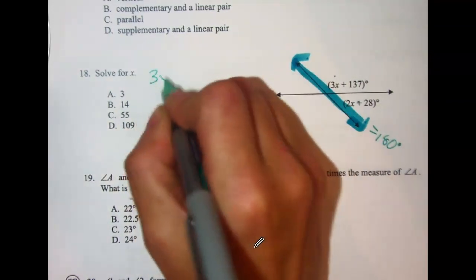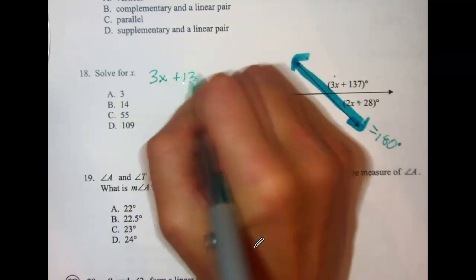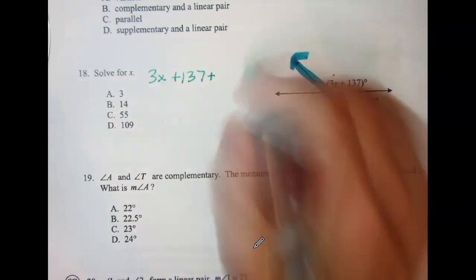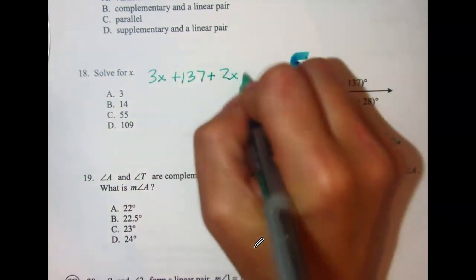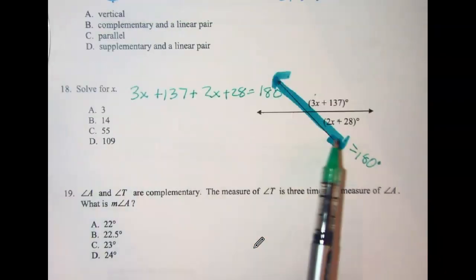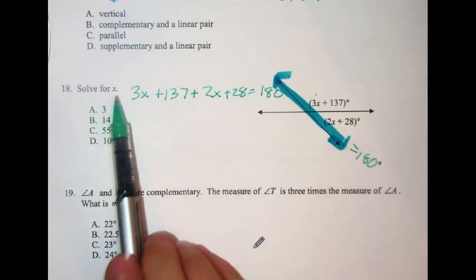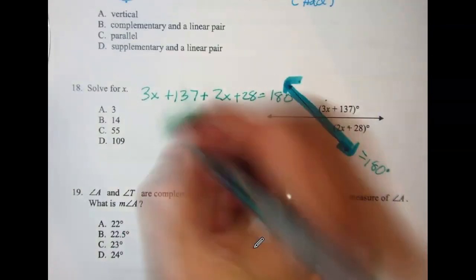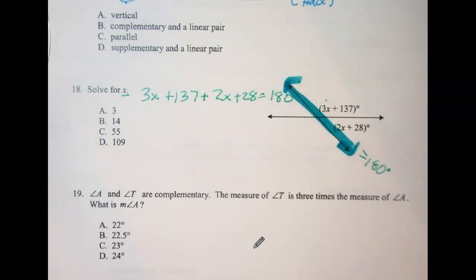So just helping you a little bit set it up, 3x plus 137 plus the other piece, 2x plus 28, that all has to equal 180. So combine like terms, and then solve the two-step equation. And this one's nice, you don't have to plug it back in. It's actually just asking for x.